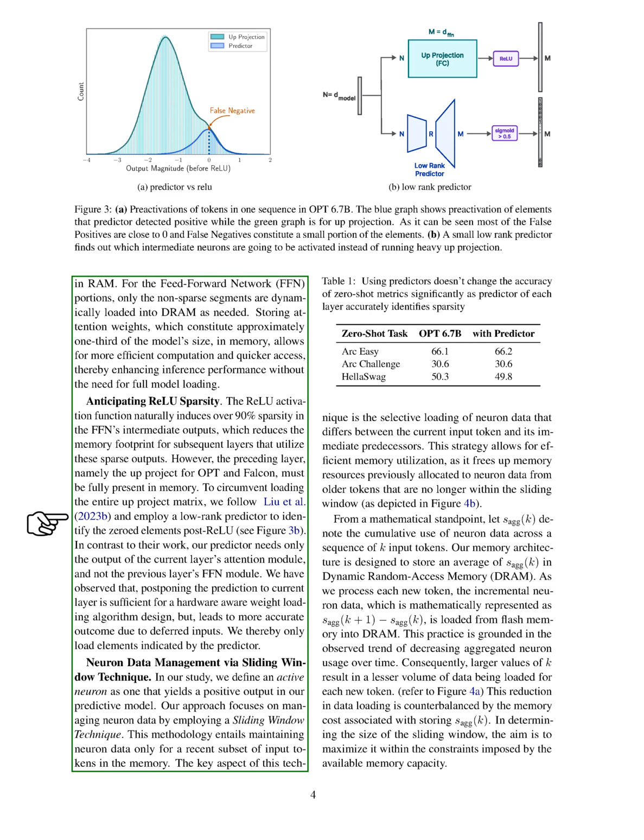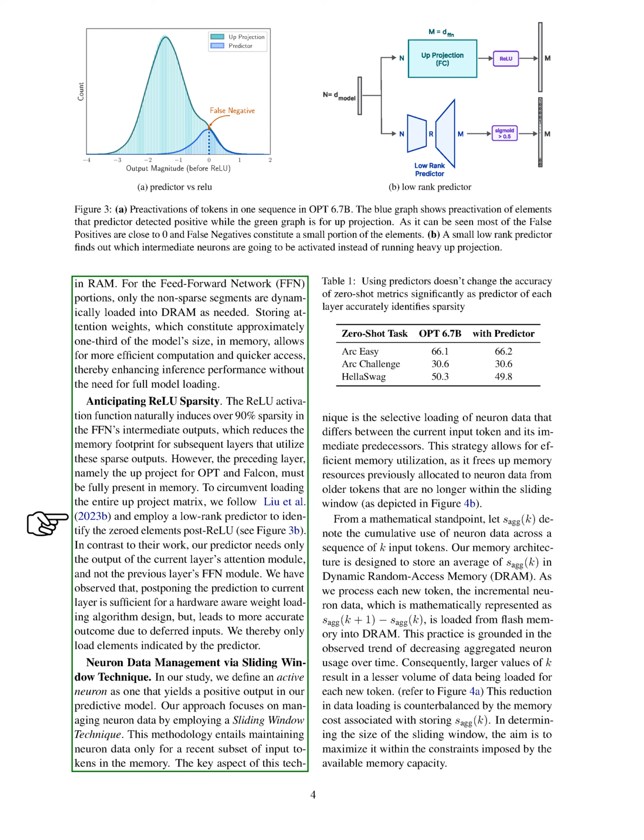For the FFN parts, only the non-sparse segments are dynamically loaded into DRAM as needed. Storing attention weights, which make up about 1/3 of the model's size, in memory allows for more efficient computation and quicker access, improving inference performance without needing to load the full model. The ReLU activation function naturally creates over 90% sparsity in the FFN's intermediate outputs, which reduces the memory footprint for subsequent layers that use these sparse outputs. However, the preceding layer must be fully present in memory.